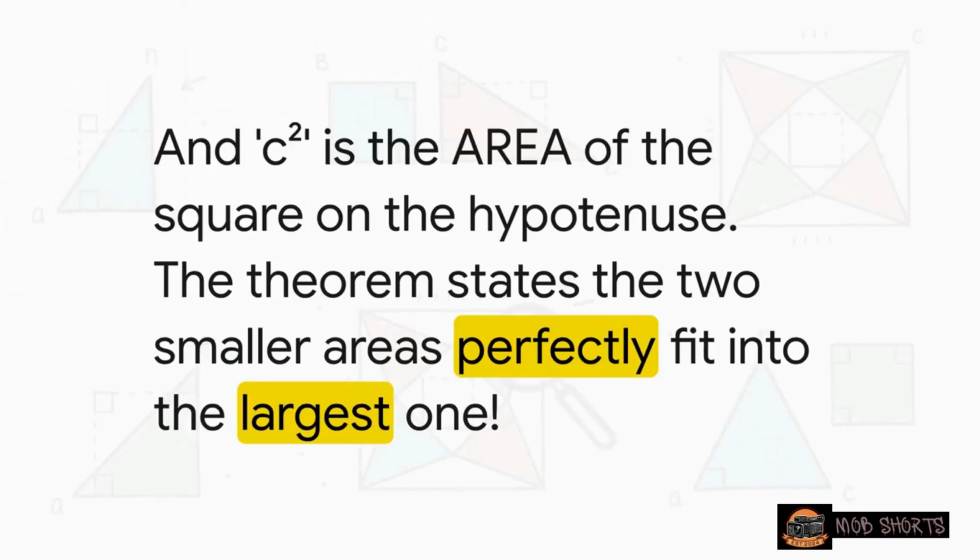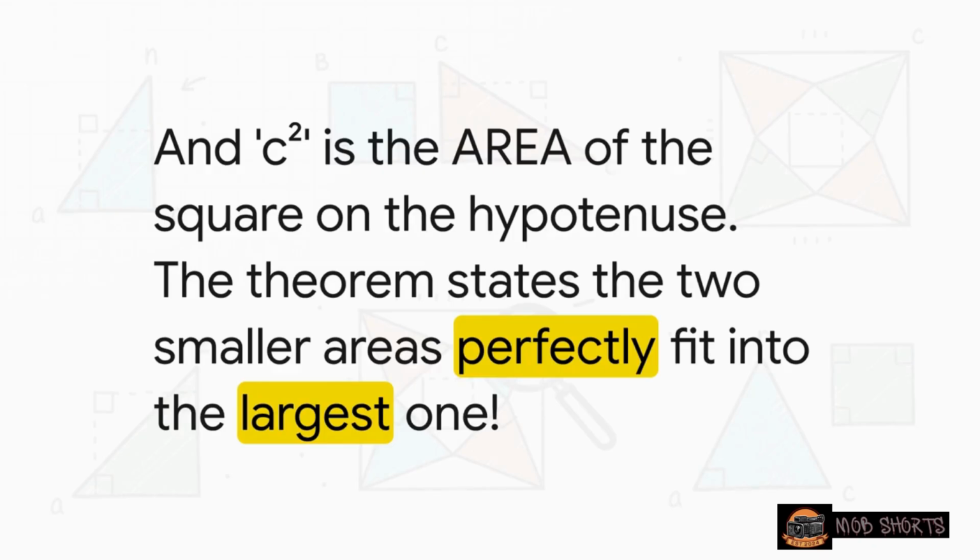And here's the beautiful final piece of the puzzle. c squared is the area of the big square you can draw on the hypotenuse. So what the Pythagorean theorem is really telling us, visually, is that the area of the a square plus the area of the b square will always and perfectly equal the area of the c square. The two smaller areas literally add up to fill the largest one.